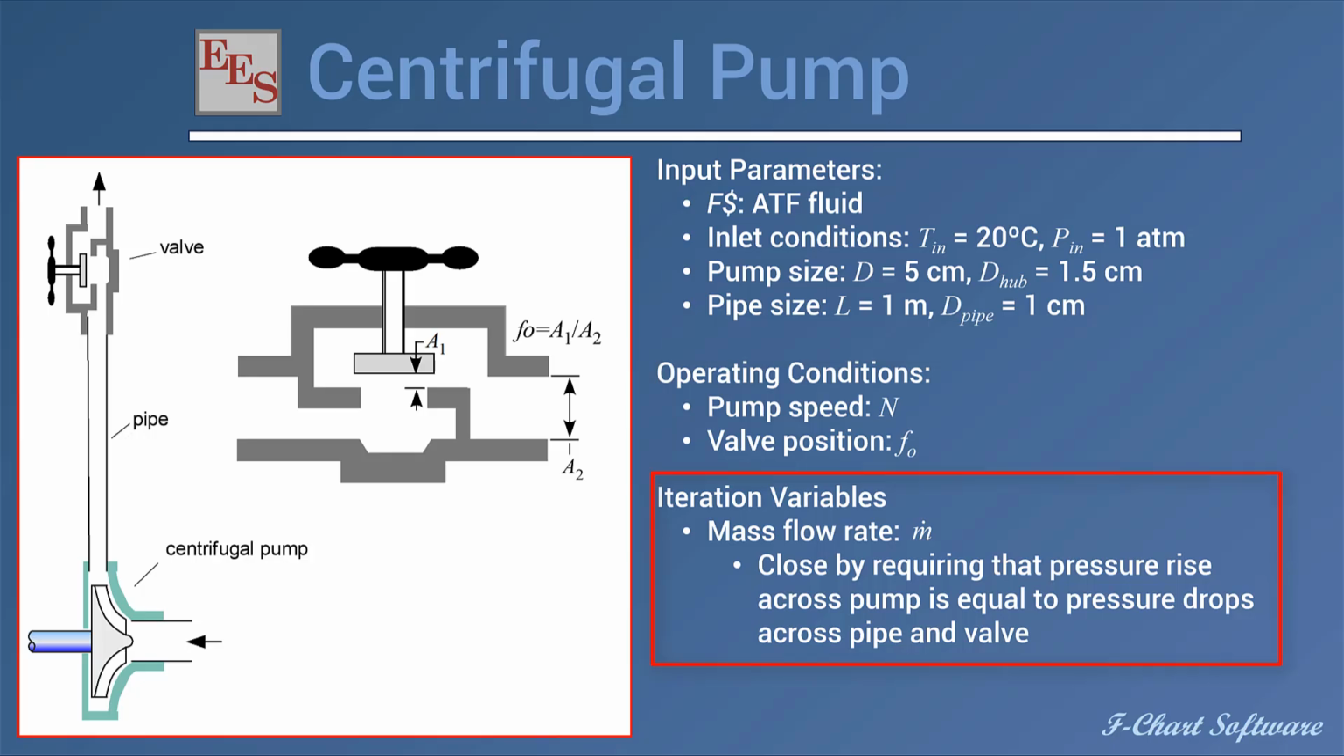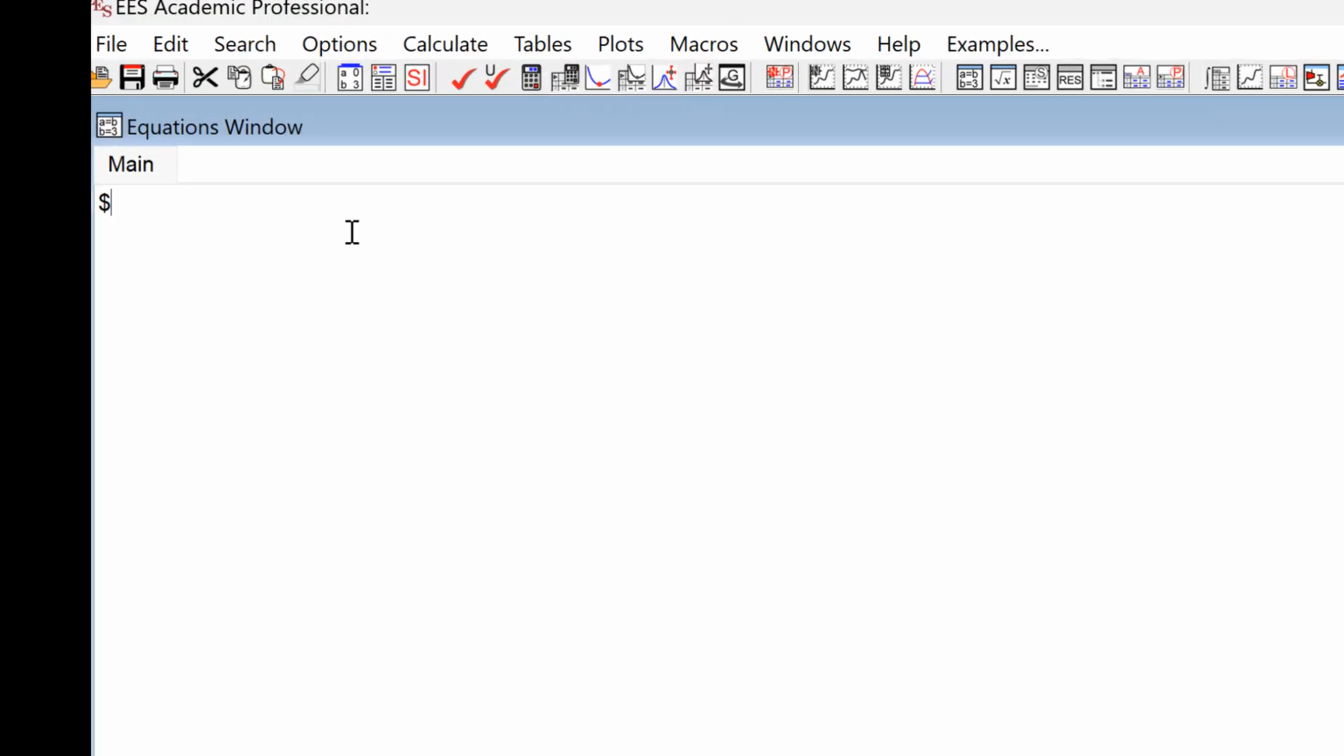And then finally, I need to identify the iteration parameter and how I'm going to eventually adjust it to get convergence. The mass flow rate through the pump and the pipe and the valve are all the same mass flow rate. That mass flow rate is going to be adjusted. That's going to be my iteration parameter, and it'll be closed by assuring that the pressure rise across the pump is equal to the pressure drop through the pipe plus the pressure drop through the valve. So that's the approach I'm going to take.